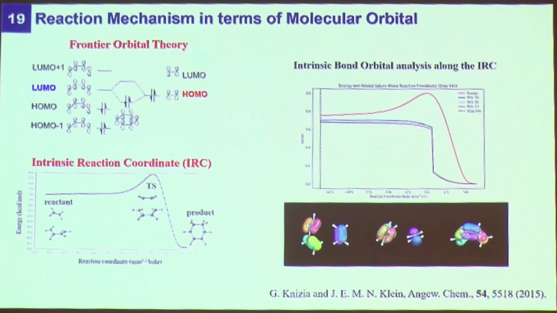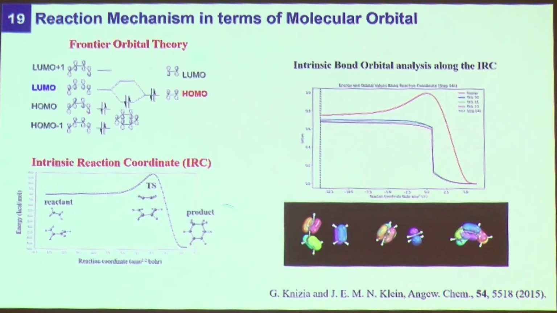Okay, the next is natural reaction orbital. So initially I show the Diels-Alder reaction for butadiene and ethylene. And Fukui introduced frontier orbital theory and the intrinsic reaction coordinate. So HOMO-LUMO interaction is important. And this is the reactant, transition state, and product.